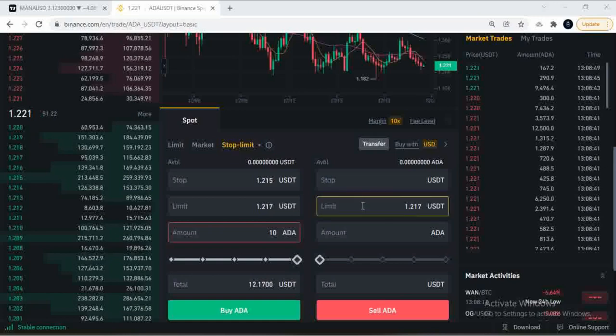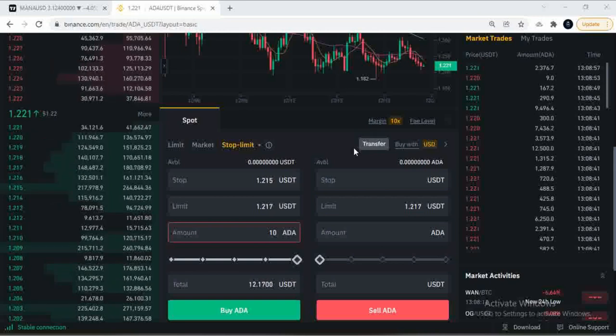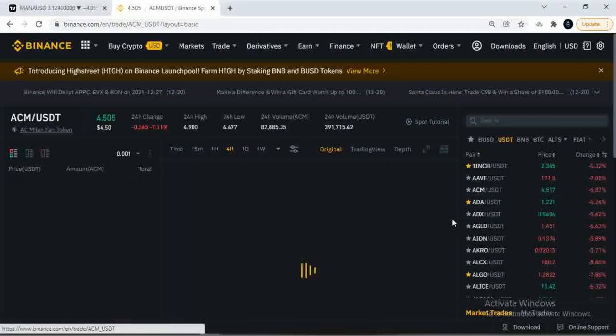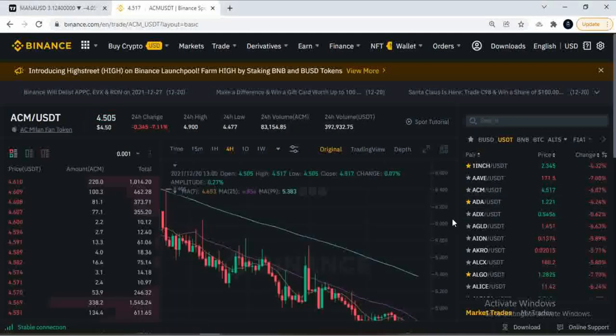So that's how easy you can start your trading journey. Immediately you buy, it goes into your spot wallet, and it's going to reflect in your spot wallet as DAI. Whatever you're buying, say you're buying another currency, say you're buying ACM, it's the same process, and it's going to reflect too.